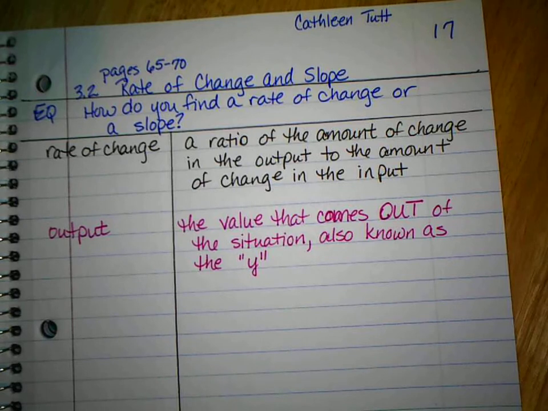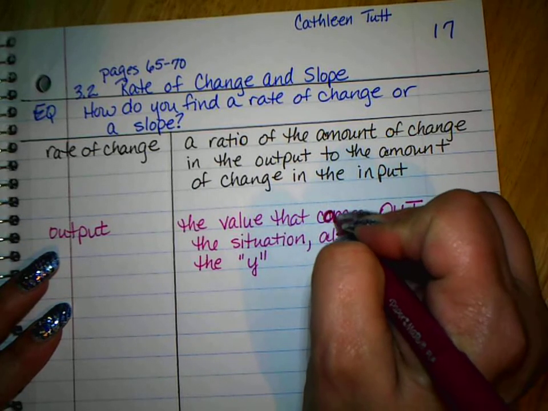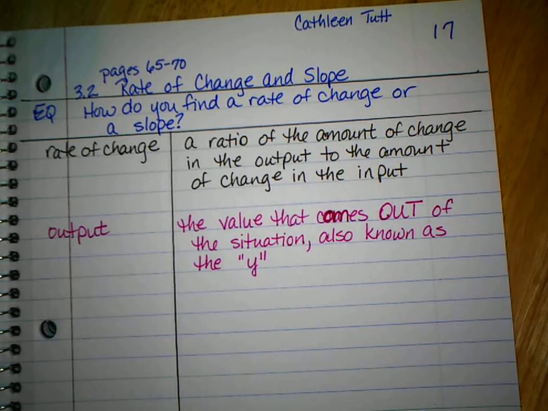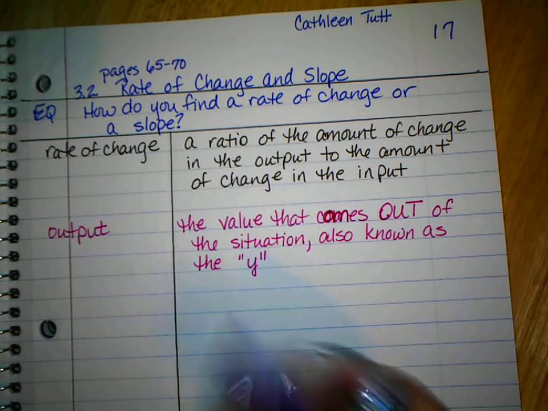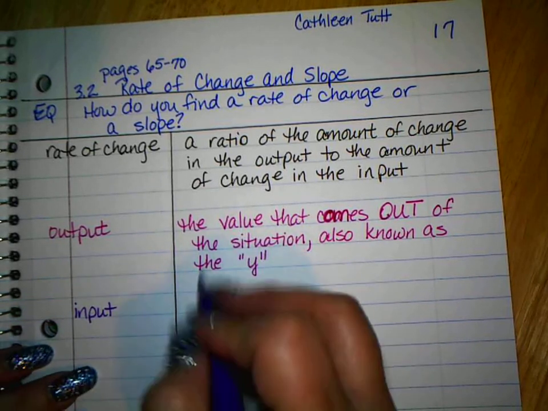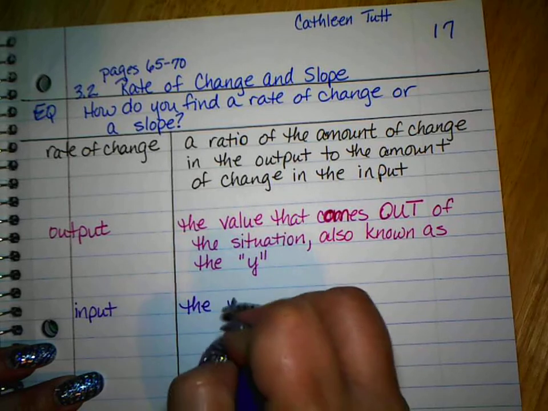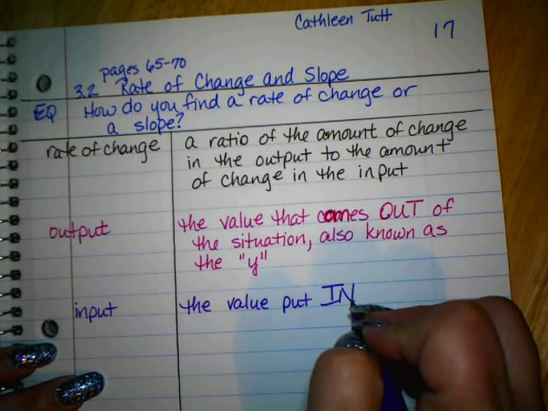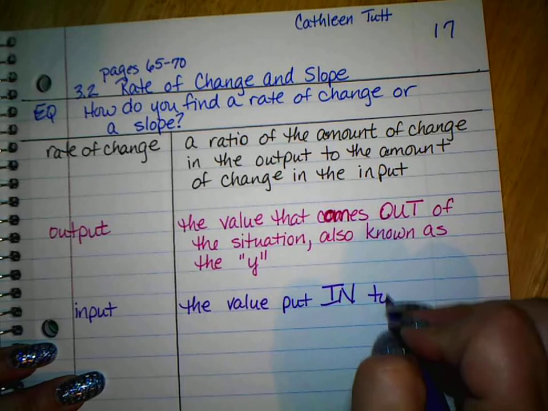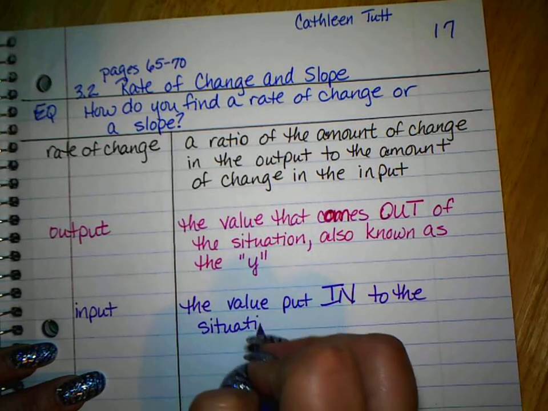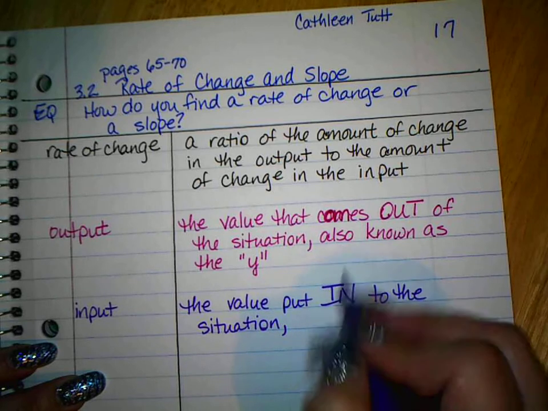Output is the value that comes out of the situation, also known as the Y. Input is our next one, the value put in to the situation. Also known as the X.